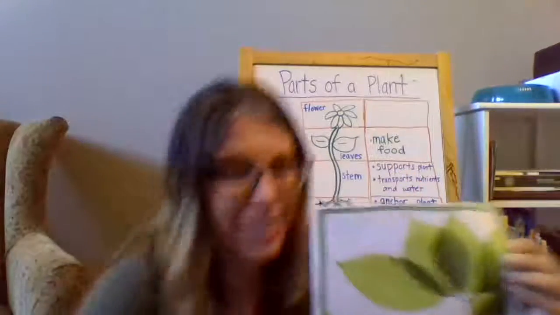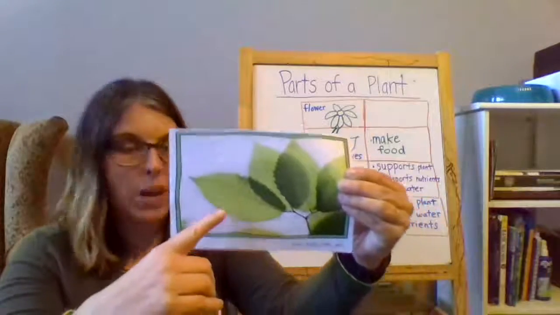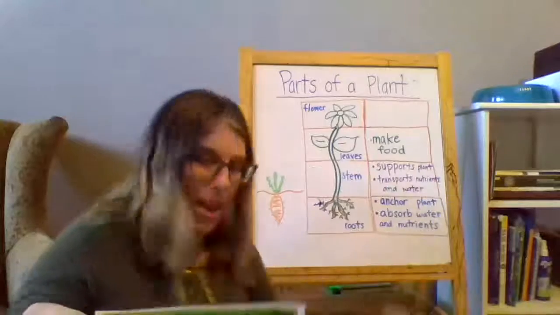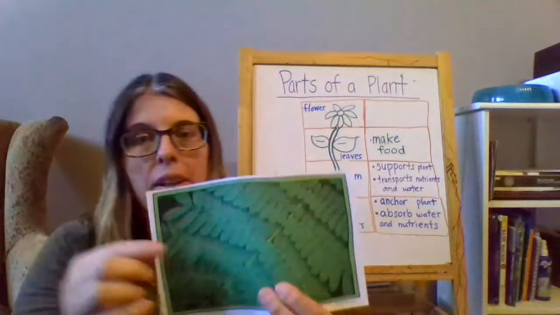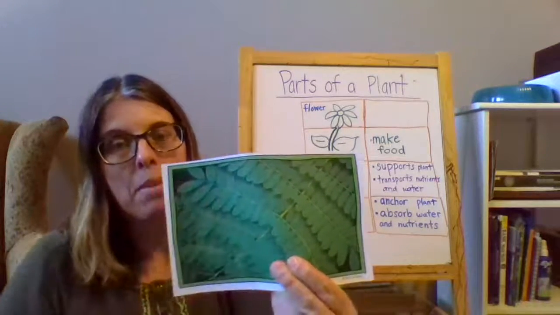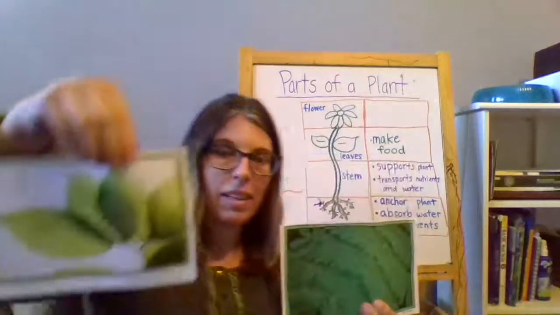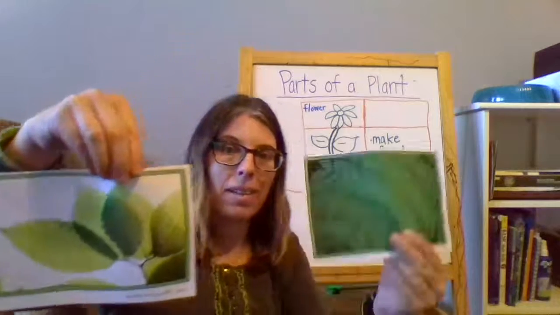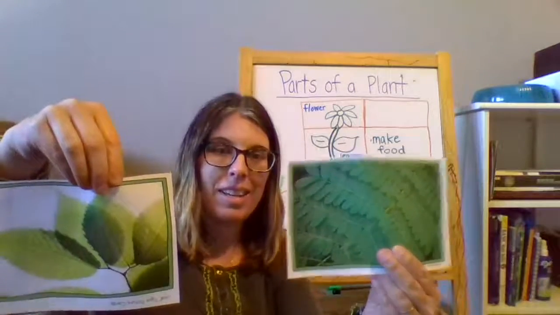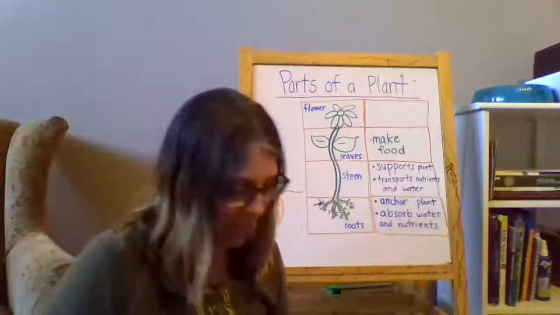Okay, so when there's one leaf, we call it a simple leaf. And when there's many leaves all attached to that same stem, we call it a compound leaf. Okay? Compound leaf, simple leaf. What's this one? Okay, so that's another way of doing it.